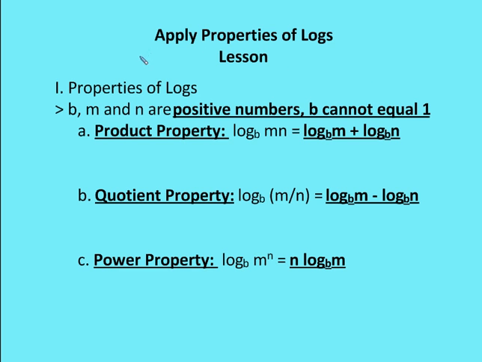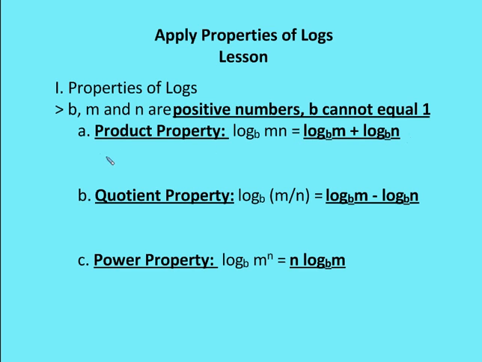All right, so properties of logs. First thing is b, m, and n are all positive numbers, and b cannot equal 1. So just take that into consideration. So I have log base b of m times n. M and n are positive numbers. B cannot be equal to 1. The product property says log base b of m times n is equal to log base b of m plus the log base b of n.